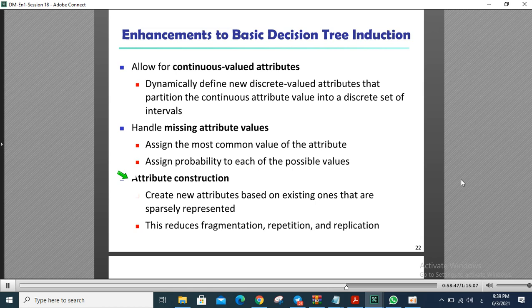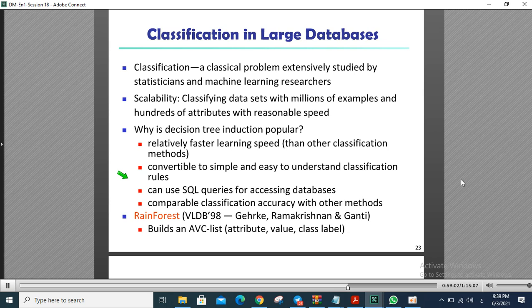Here you can see that we can use decision tree classifiers in different tasks, in different processes. We can predict the classes of data. We can predict missing values of attributes and data. And we can create attributes with higher accuracy.